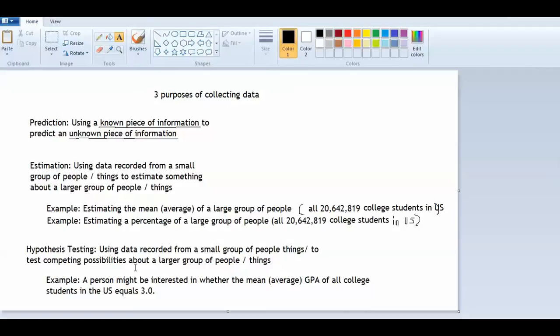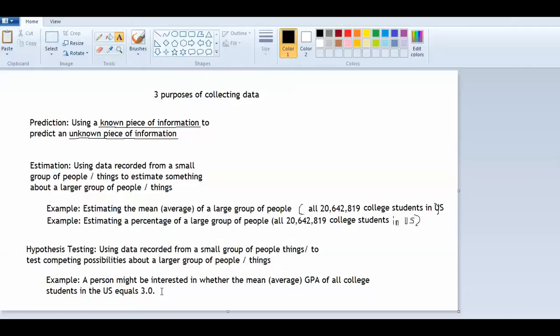I think this covers some basic examples. Maybe one more example of this could be a person might be interested in whether, well, usually they say that the typical person should get about 8 hours of sleep per night. So a person might be interested in whether the average number of hours slept per night in the US is 8 hours. Does the average person in the US get 8 hours of sleep, or does the average person get a number that's different than 8 hours of sleep, meaning above or below 8 hours of sleep?